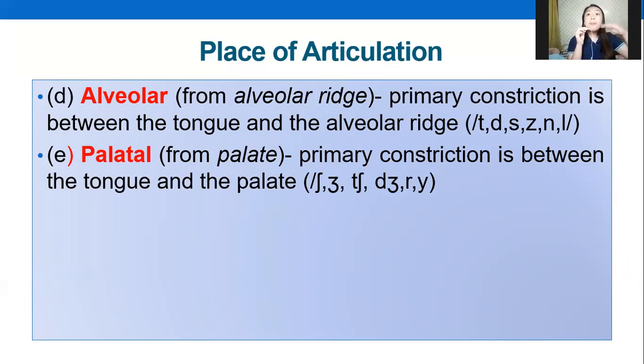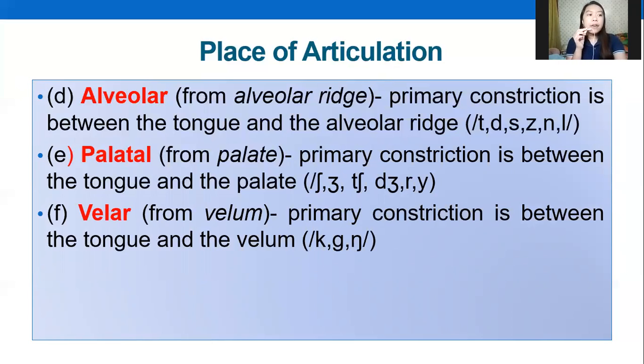Just above or just next to your alveolar ridge is the roof of your mouth or the palate. So palatal sounds are produced using your tongue and your palate, such as when we articulate the sounds sh as in shoe, zh as in treasure, j as in jar, r as in rice, and y as in yellow. So those are the palatal sounds.